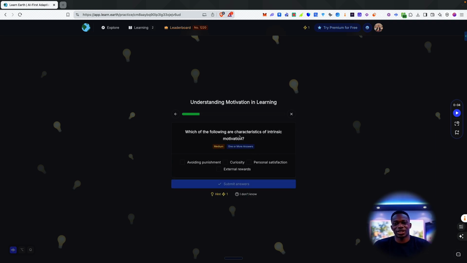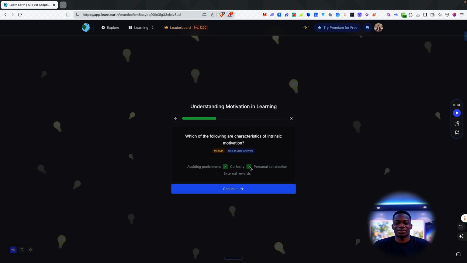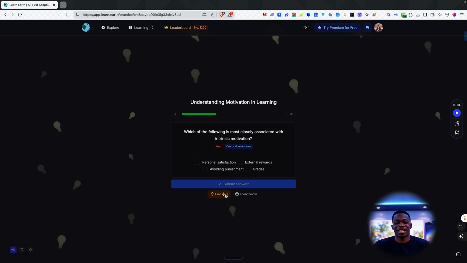Which of the following are characteristics of intrinsic motivation? I would say curiosity and personal satisfaction. Cool. You can also get a hint, and that's going to cost you one of these credit system tokens they've got here. Which of the following is most closely associated with intrinsic motivation? Now, I would say personal satisfaction.